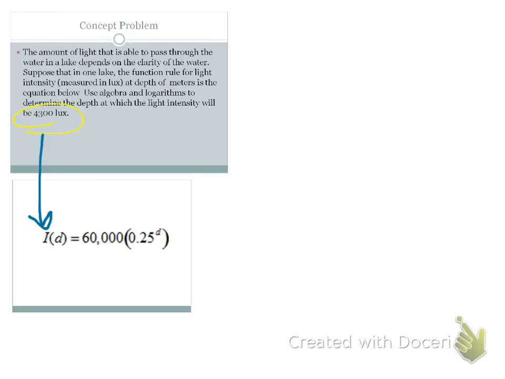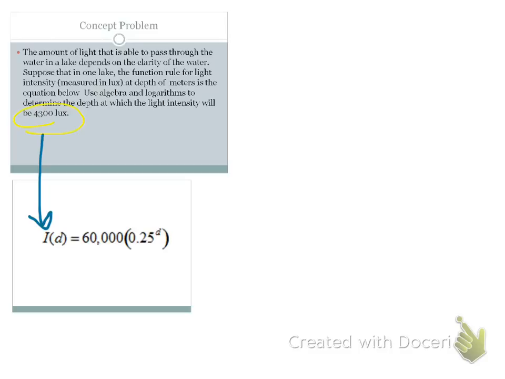Okay, you have a concept problem. On this problem, you can solve it either using the properties or by converting it to base 10. This says the amount of light that is able to pass through the water in a lake depends on the clarity of the water. Suppose that in one lake, the function rule for the light intensity measured in lux at a depth of d meters is the equation below. Use algebra and logs to determine the depth at which the light intensity will be 4,300.